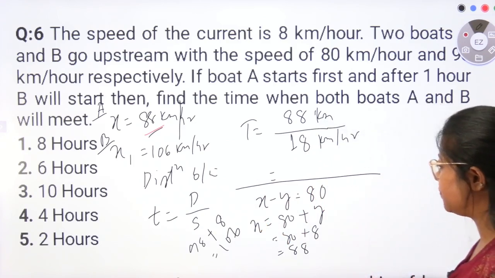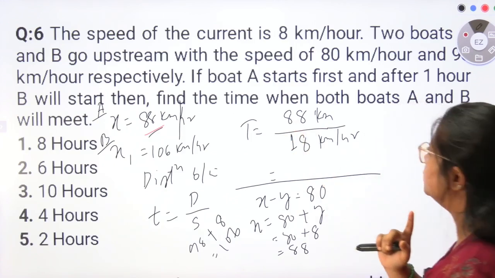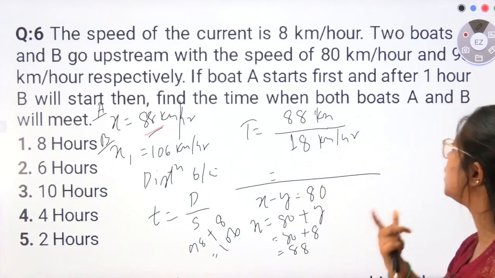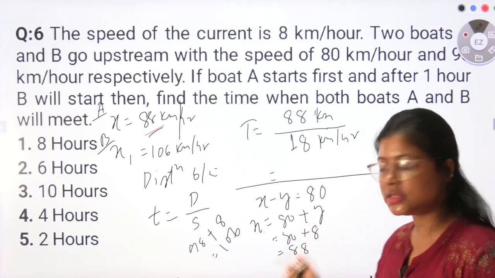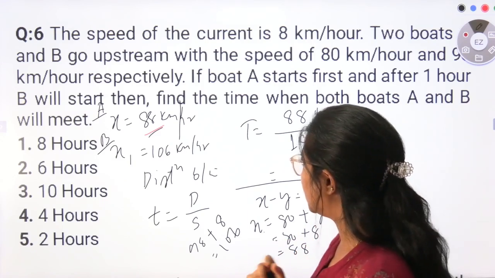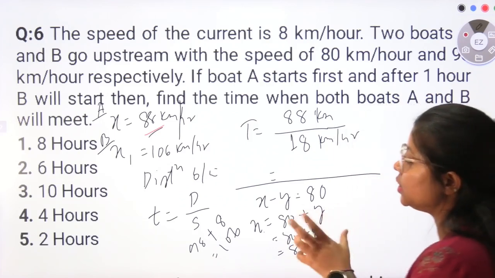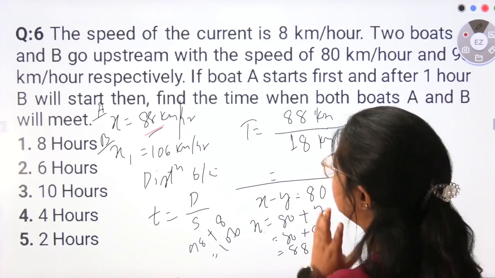Since boat A starts first, and after 1 hour B will start, in 1 hour A has already traveled 88 km, isn't it? After that 1 hour B will start. So the distance between A and B will be 88 km. Fine, it's fine till here.